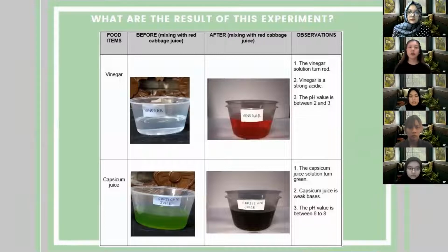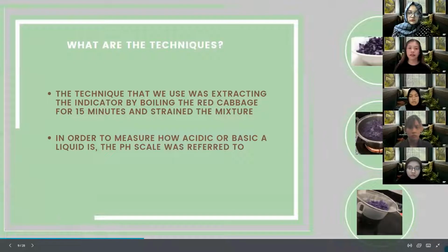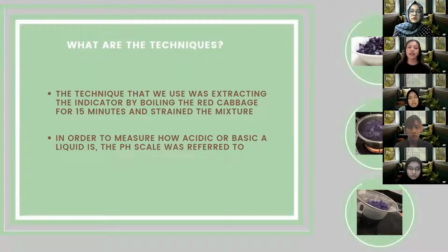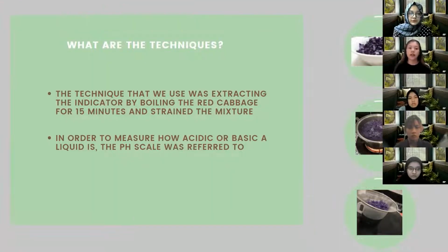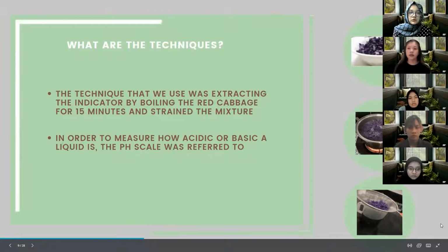Next slide. What are the techniques? The technique that we used was extracting the indicator by boiling the red cabbage for 15 minutes and straining the mixture. In order to measure how acidic or basic a liquid is, the pH scale was referred to. Next slide.